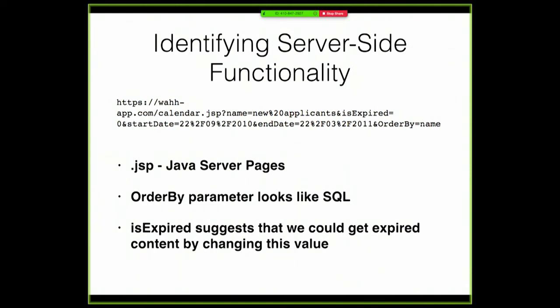Then there's expired content. So something here says is expired equals 0. Well, that suggests that I could change is expired equal 1 and look at expired stuff, which would be old stuff which might be valuable. You know, maybe I can look at the last guy's data, get the old cookies or something.